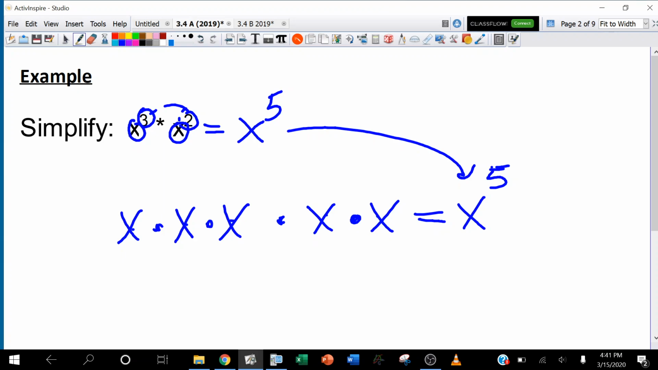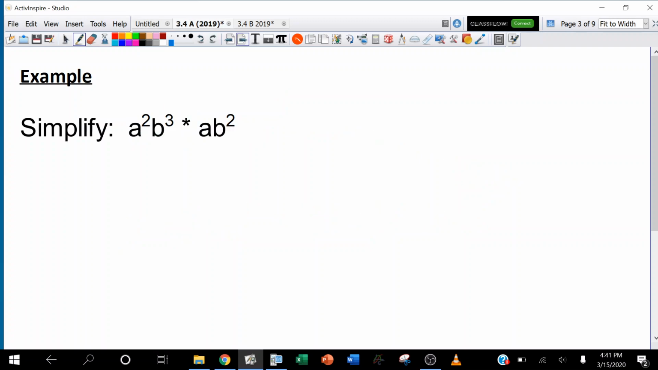So that's a basic problem, with just a single variable and some exponents. Some other things that we do with this is when there's more than one variable in the problem. Let me first go through with you how to work it out. Take this part here, a squared b cubed. Remember, a squared means a times a. B cubed is b times b times b.